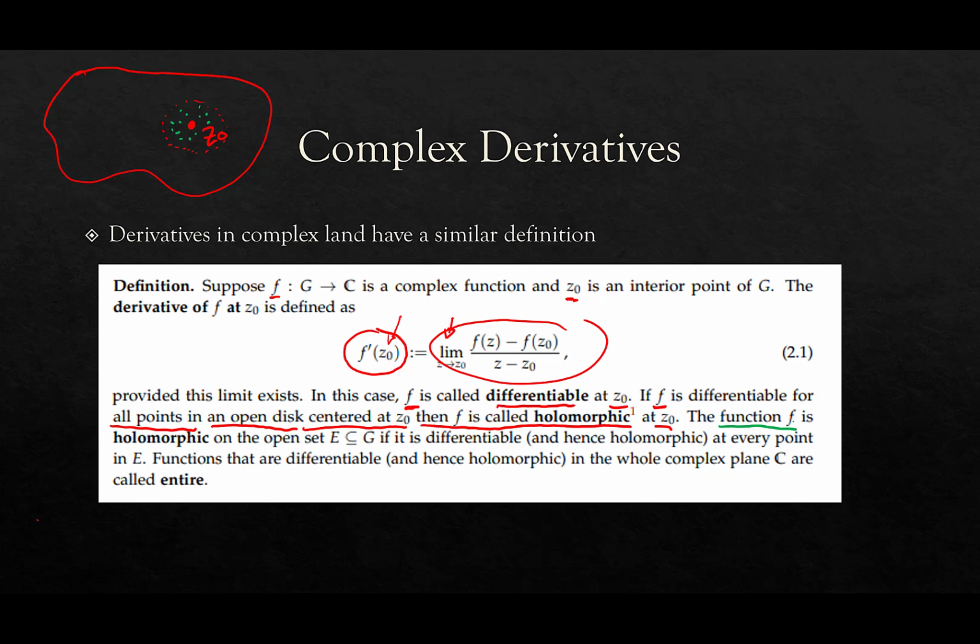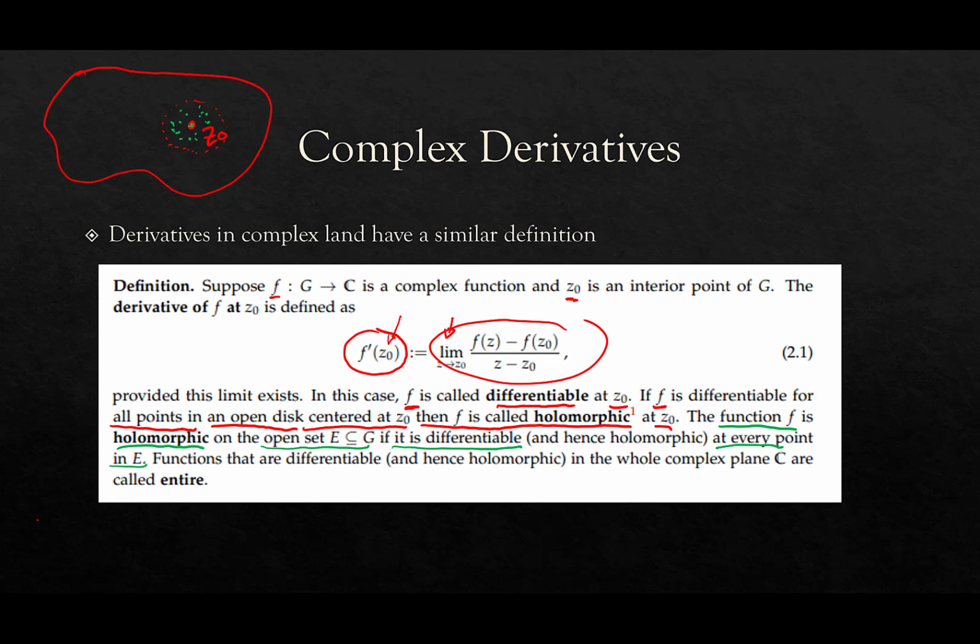So again, the function f is holomorphic at z naught if there exists some open disk centered at z naught such that f is not only differentiable at z naught, but it's differentiable everywhere else. Okay. So we say a function f is holomorphic on an open set if it is differentiable at every point in that set. This is kind of the same idea as being differentiable on a set. You're holomorphic on an open set if you're differentiable at every point in that set.